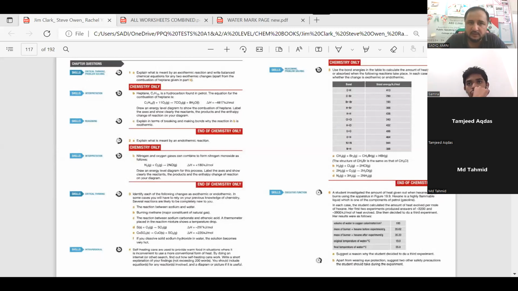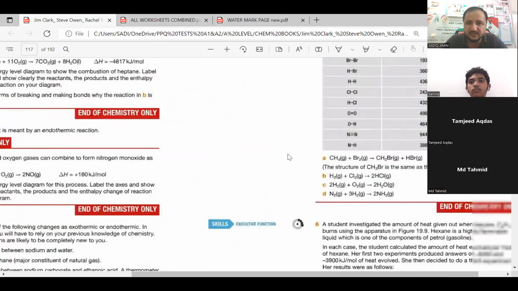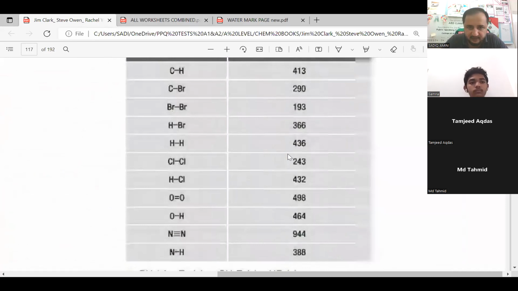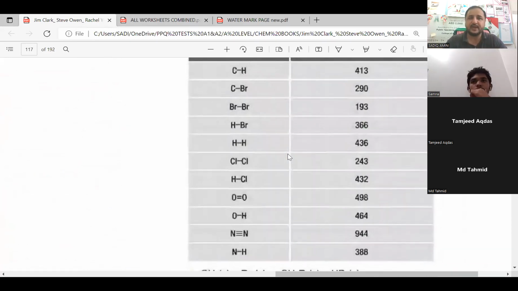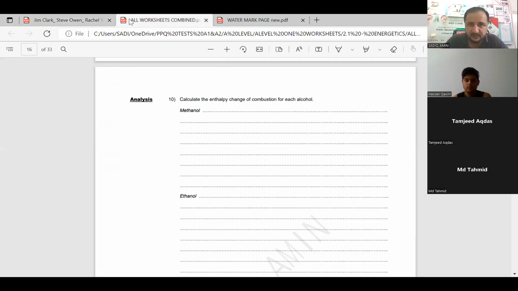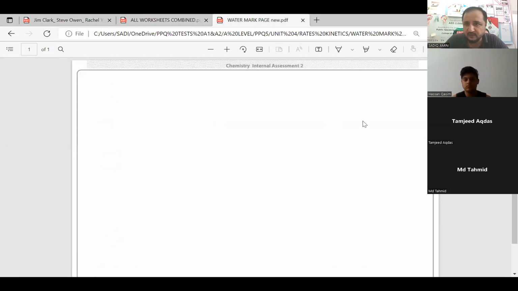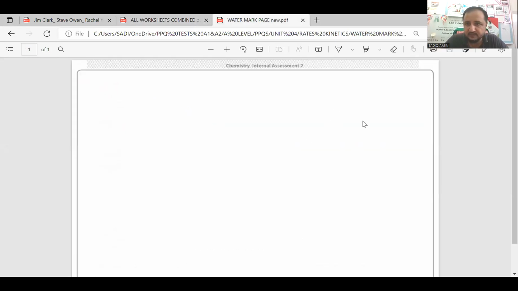Okay. So let me go straight forward to the page here. This is a page from your book, the exercise page. You must be familiar with these sort of data. These are called the bond energies. So I'll be using my screen. There's a blank white page with me, so I'm going to use this page.